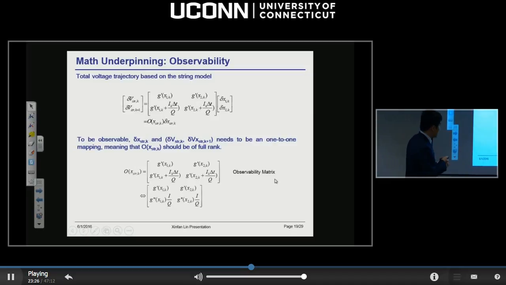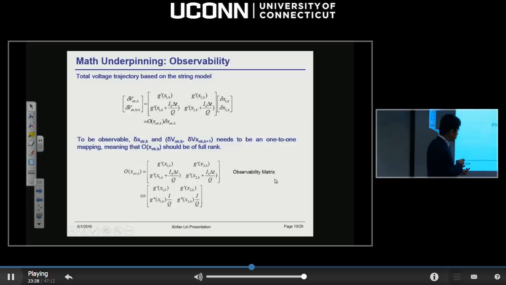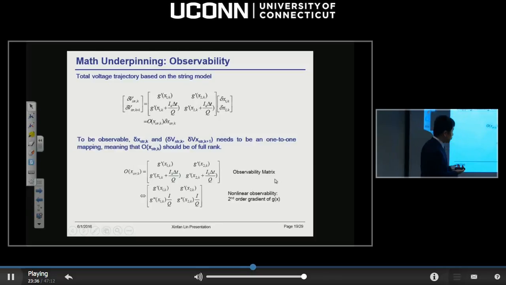And furthermore, this matrix can be transformed to this form in here, which consists of the first order and second order gradients of the g(x) function at the same time instant. So now we see why we need the g(x) function to be nonlinear. Because if it's linear, then the second order gradient will be all zero. So the second row here will be all zero, which means that even if we have multiple rows in here, the rank will still be one. So that's why we need this relationship to be nonlinear.